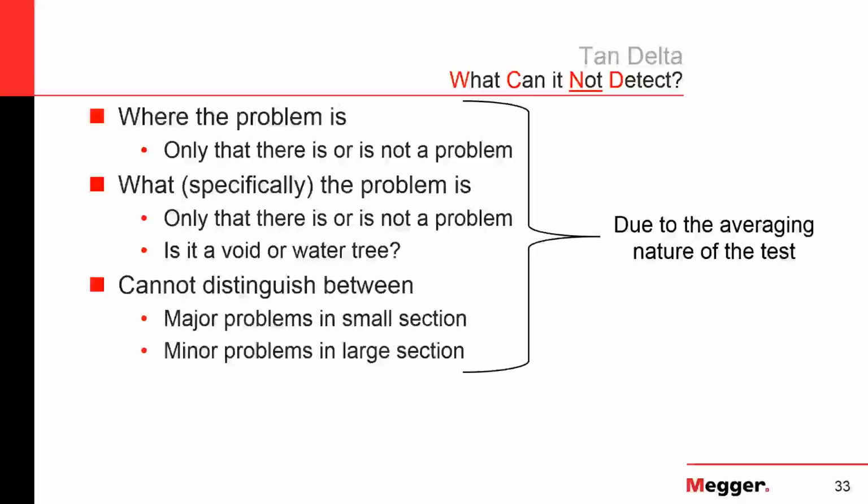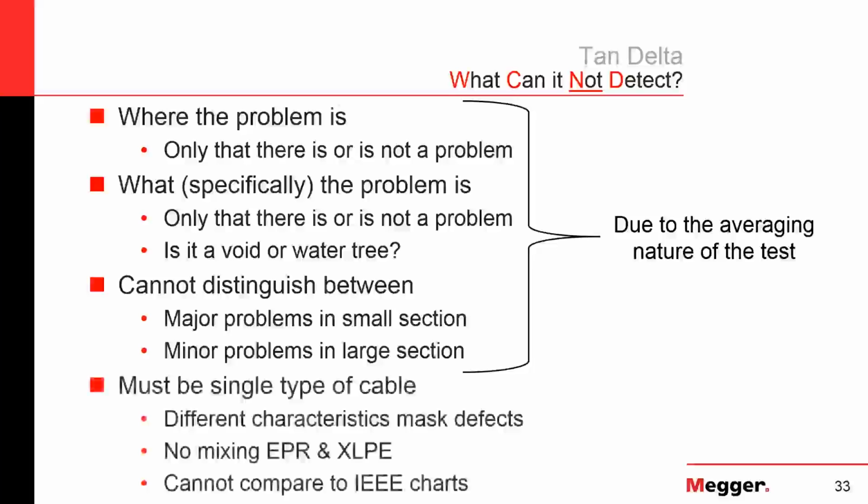The good news, though, is that a tan delta test is very hard to pass. If the cable passes a tan delta test, it's in good condition. It's very hard to get a false good reading. But if the cable doesn't pass the test, then you know that you have something out there that needs to be addressed. We just don't know what it is.